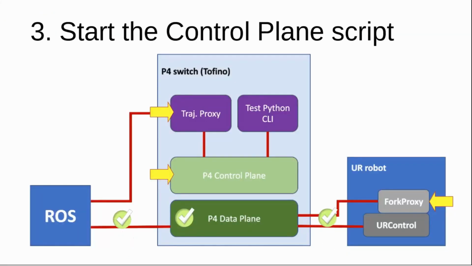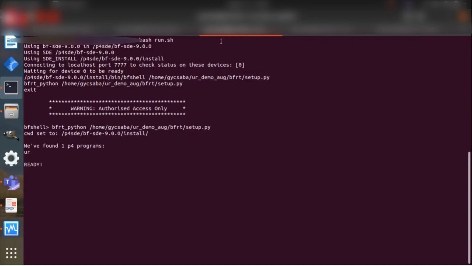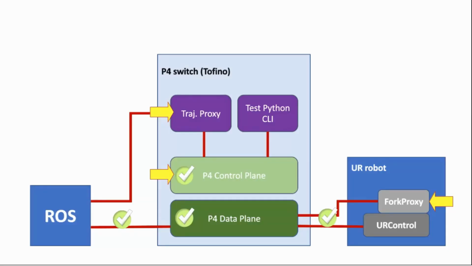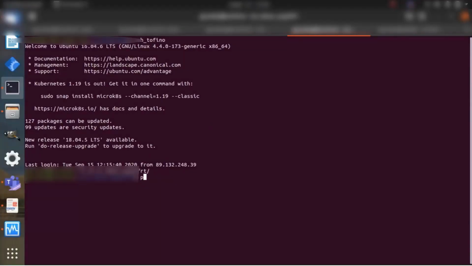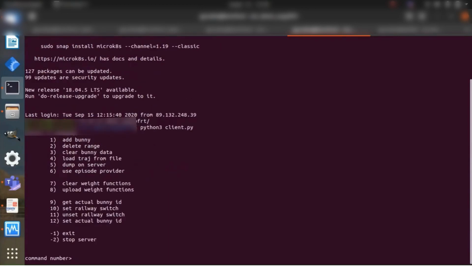After that, we also have a control plane program. And the control plane is responsible for filling the tables of the data plane. It was implemented on top of Barefoot Runtime API. We also implemented a Python CLI, which can manage the control plane. Through the CLI, we can set the different parameters of the underlying PID controller. This PID controller is actually implemented by the P4 program.